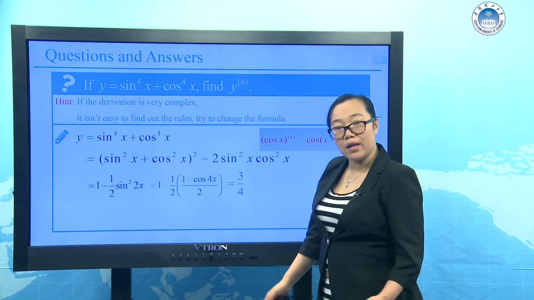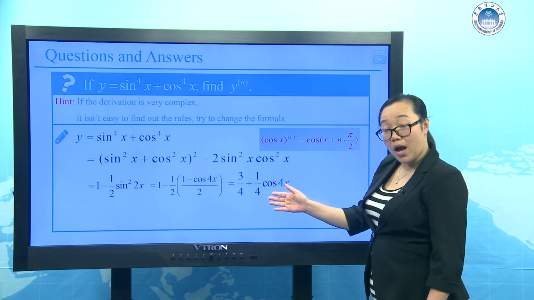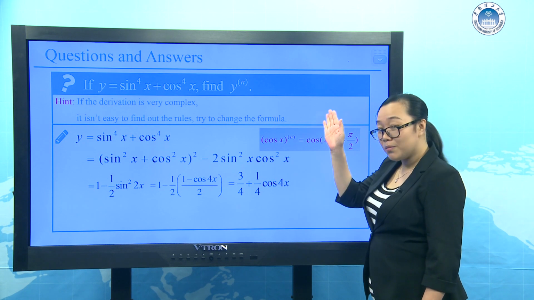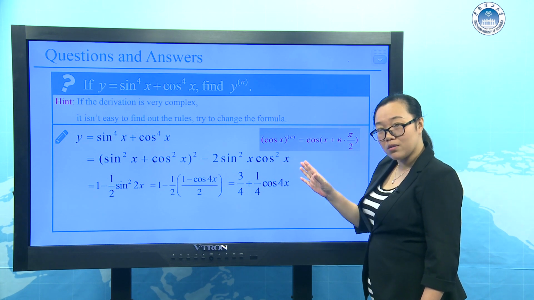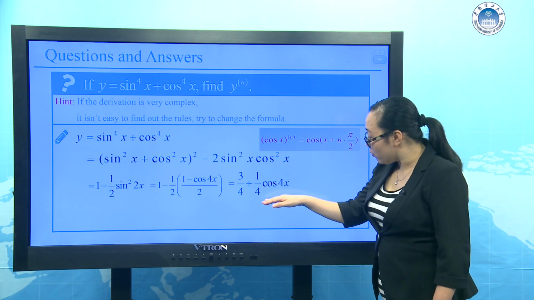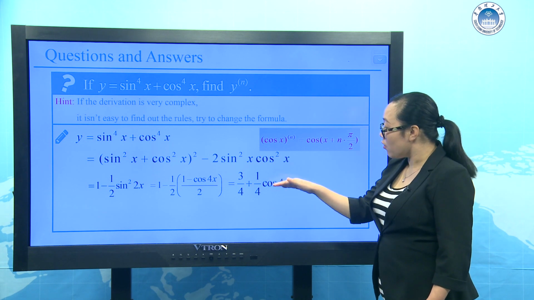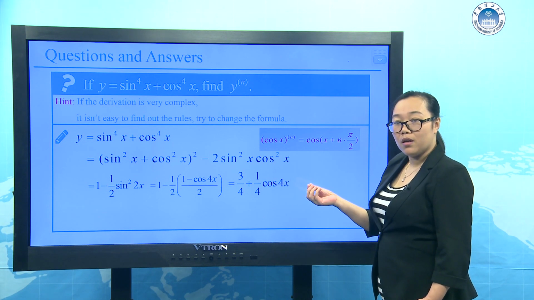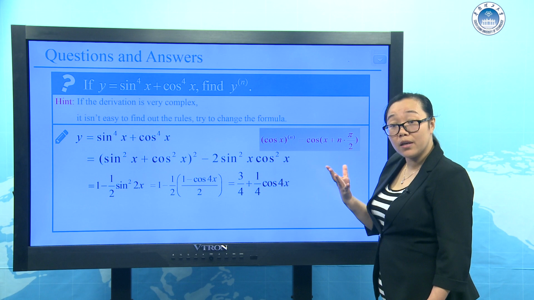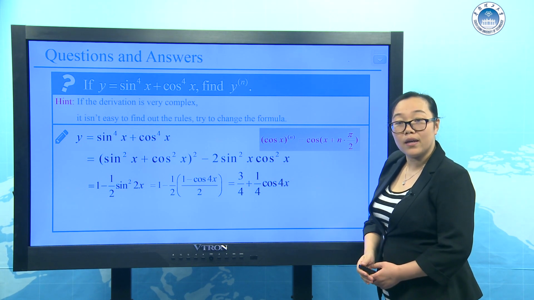At this time together, we can get the constant 3 over 4. It's very easy. Why? C prime equals 0, so of course the nth derivative equals 0. Then 1 over 4 cosine 4x: 1 over 4 is a constant, and it is located at the k. Cosine 4x means cosine kx.